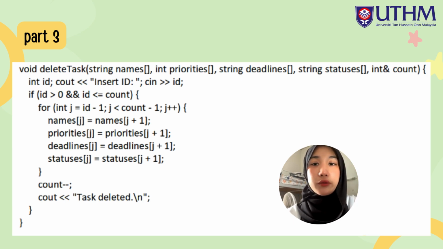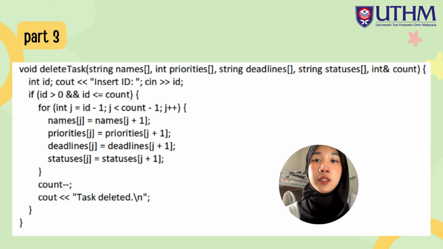So for the next line, integer ID, cout insert ID, cin ID. Here we create an integer variable called ID. The program asks the user to enter the task ID that they want to delete. The entered value is stored in the variable ID.